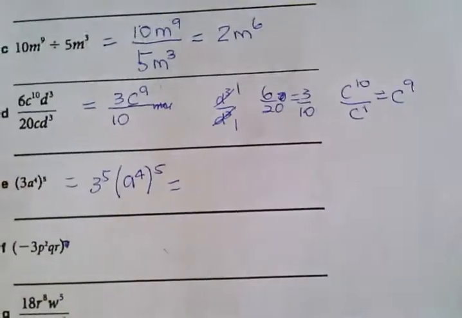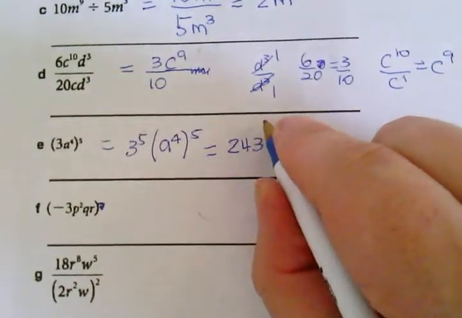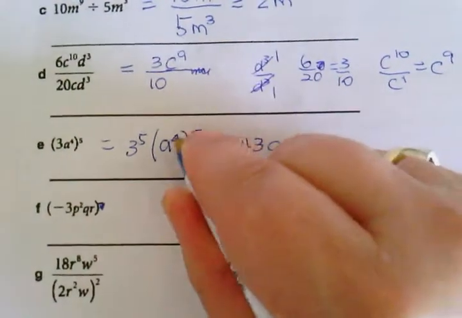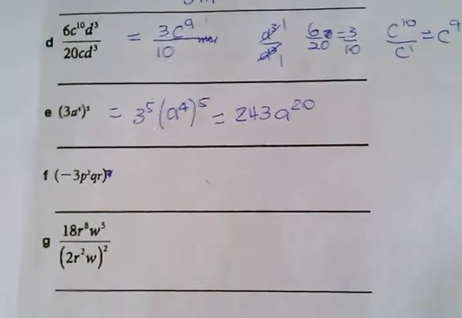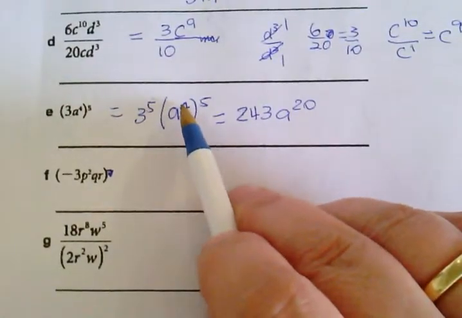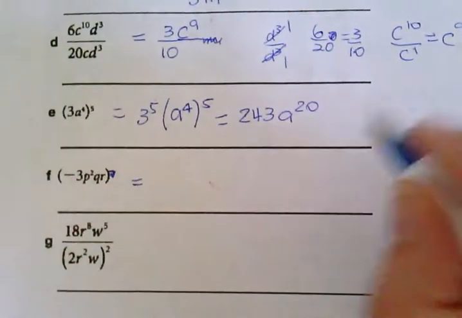So 3 to the power of 5, you just need to do that on your calculator. I think that's 243. And then the 4 times 5 gets multiplied here, and 4 times 5 is 20. So the reason we multiply these is we've got a power to a power.